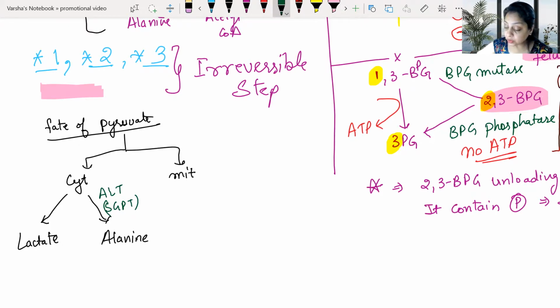Now, what is the mitochondrial fate of the pyruvate? One thing is pyruvate can be converted into acetyl-CoA. Acetyl-CoA is a 2 carbon molecule containing compound. Pyruvate is a 3 carbon molecule containing compound. So 1 carbon dioxide is being released. And the enzyme involved here is a very, very important enzyme, pyruvate dehydrogenase.